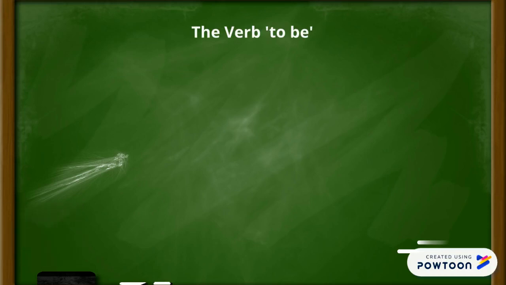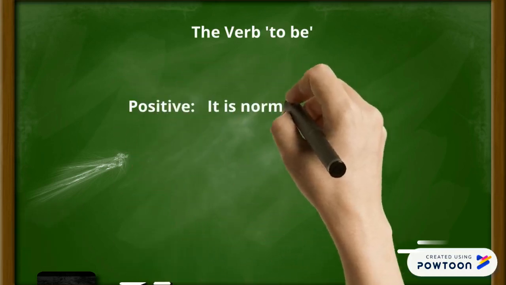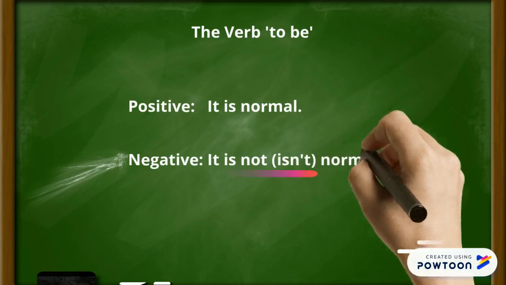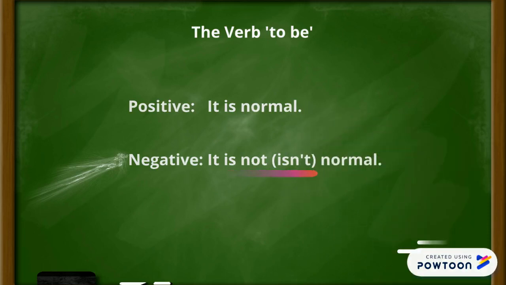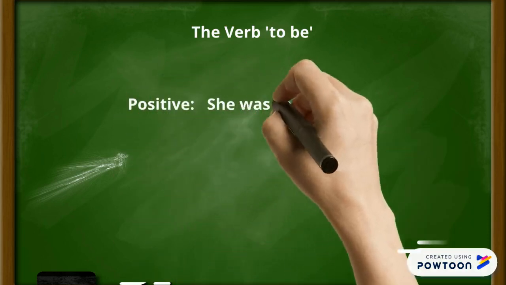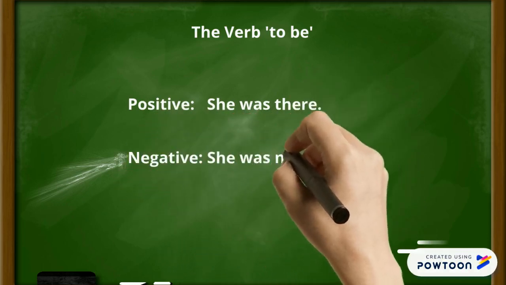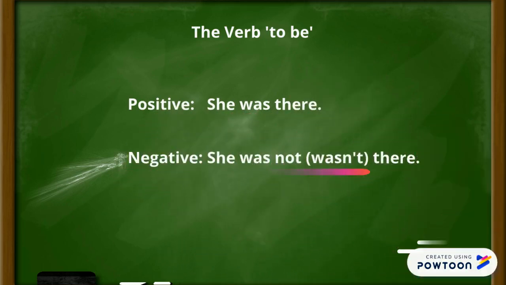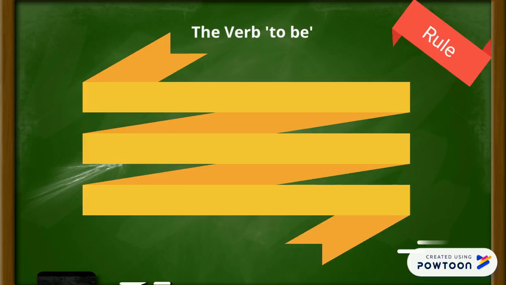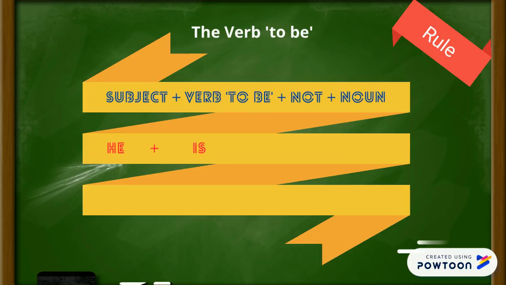To turn the positive sentence, "it is normal," into a negative one, just add "not" to your verb. "It is not normal." For the next example, "she was there," add "not" after the verb to form the negative sentence, "she was not there." From the previous examples, we can deduce that the rule is subject plus verb to be plus not plus noun. Example, "he is not tall."